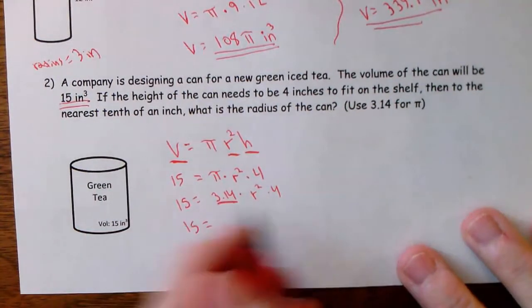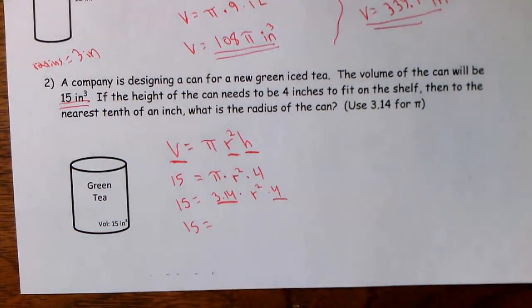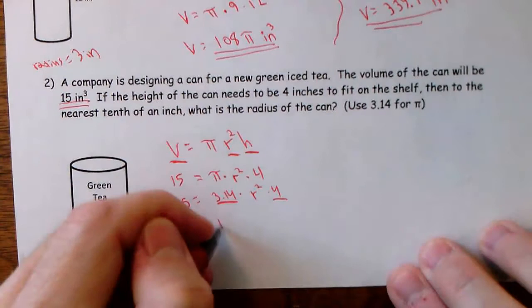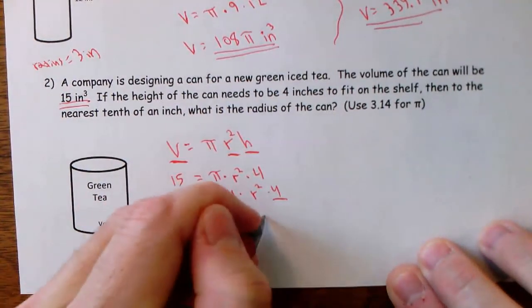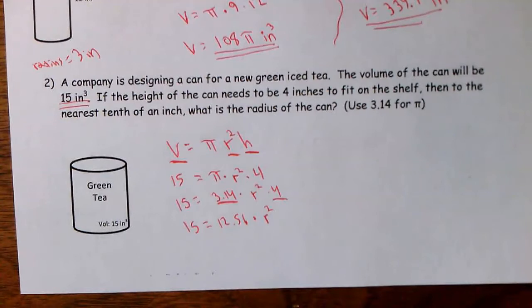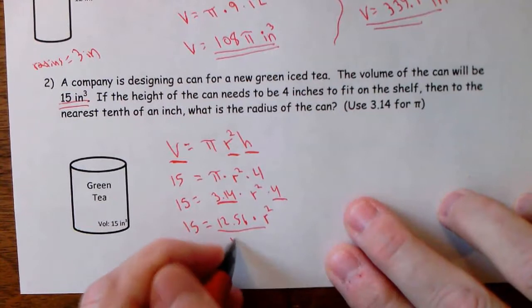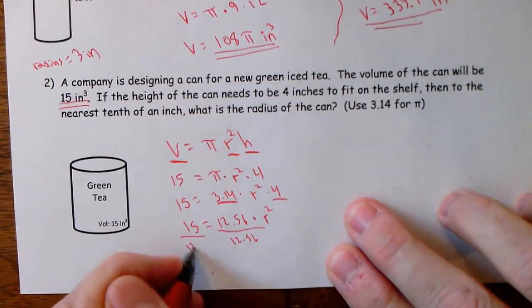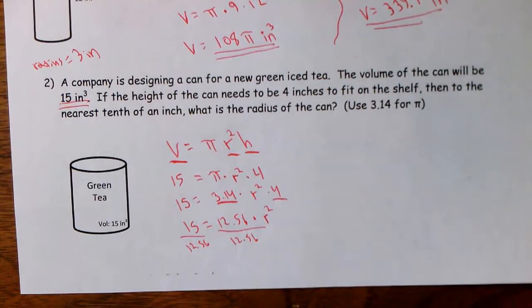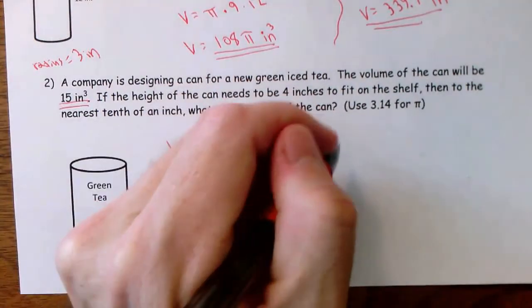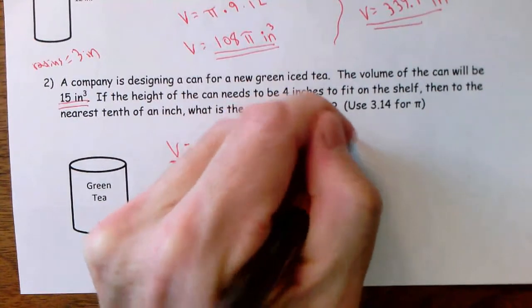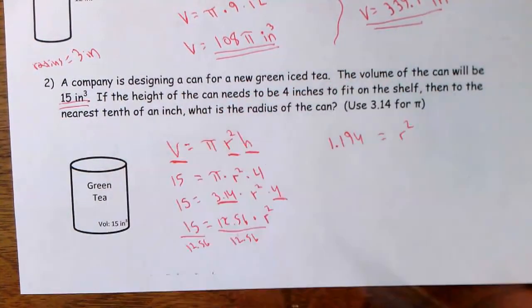Then I'm going to multiply the 3.14 and the 4 together. And when I do that, I get 12.56 times the radius squared. And then I would go ahead and divide both sides by 12.56. And when I do 15 divided by 12.56, I get about 1.194 equals the radius squared.